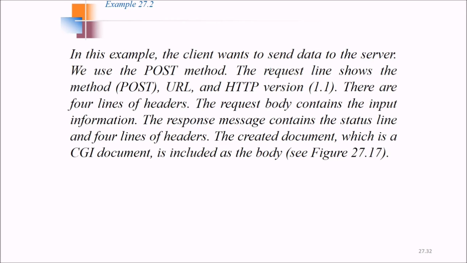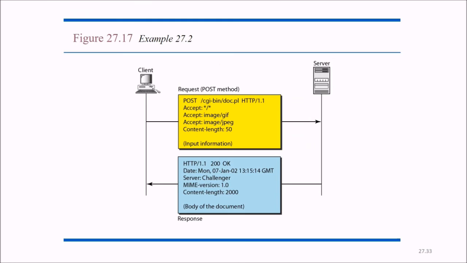Now we have one more example. First, let us see what is going on. Now we are using not get but the post method. We have used get in the previous example. Now we'll use post. So this is post. All other things are slightly changed, and this is the request and this is the response.